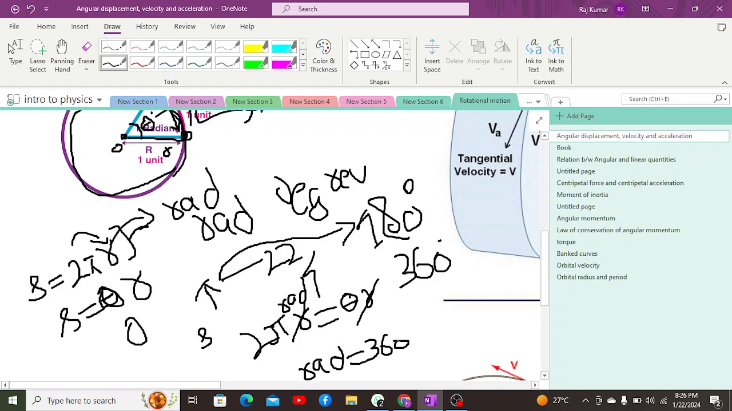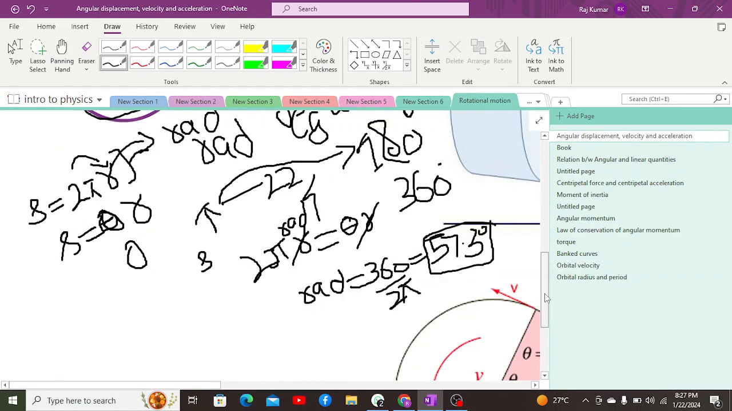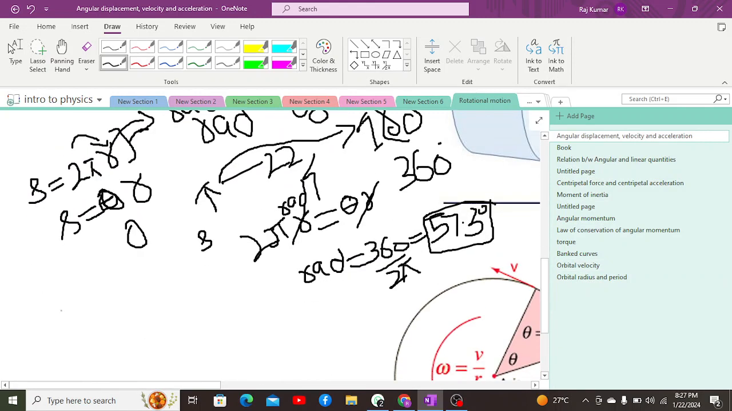Now here we know that theta upon 2 pi is equal to 360 upon 2 pi, because theta is equal to 360, due to which when we calculate it, we'll have our answer, 57.3 degrees. It's a rounded off, approximate value, so the actual answer will be given in the calculator. So this is how we find the value of radian.